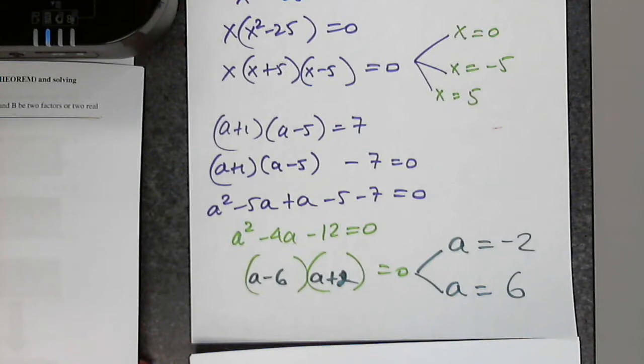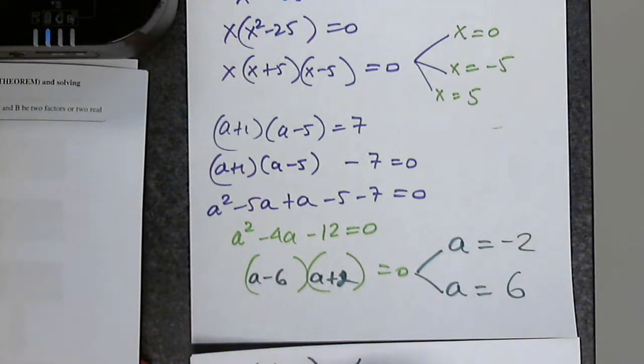Excellent. d times d minus 3 equals 40. How would I address this problem? What do I do here?